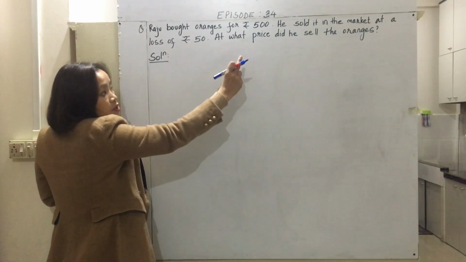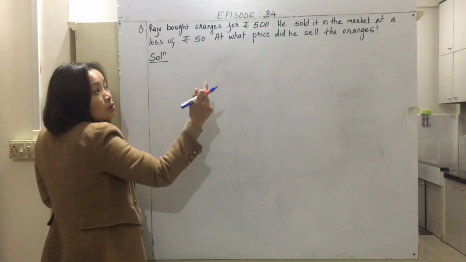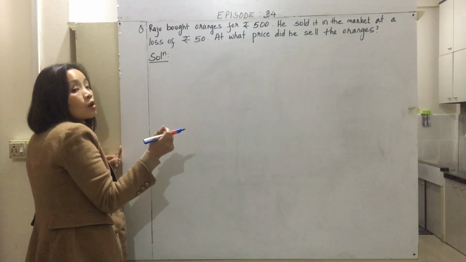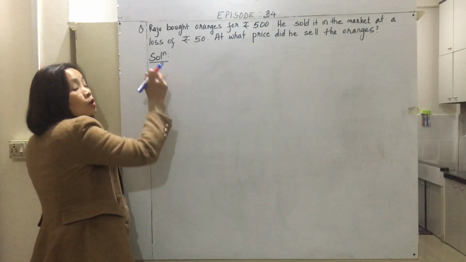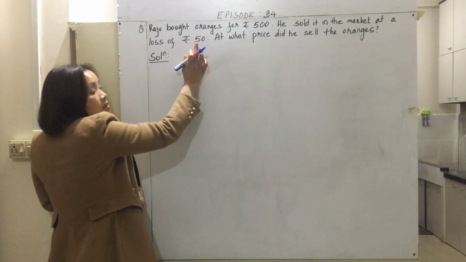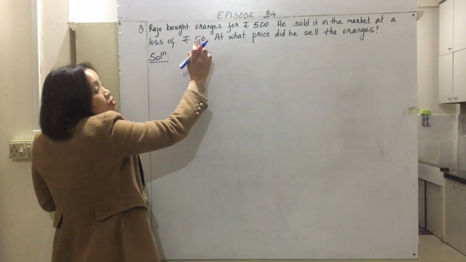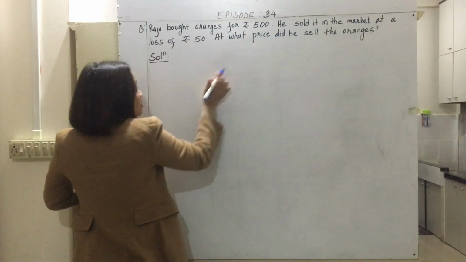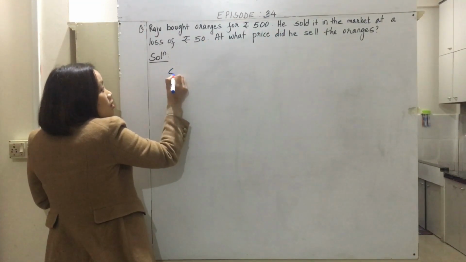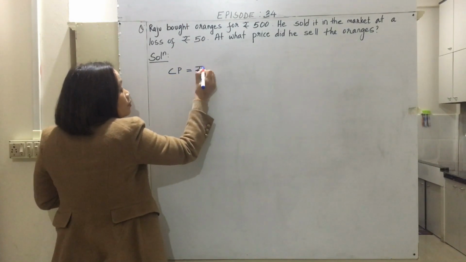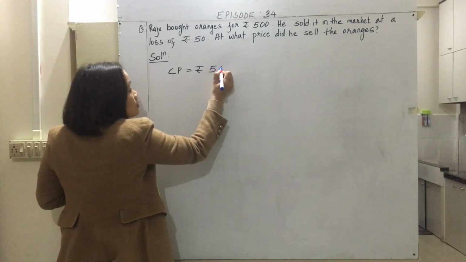Let's read the question again. He sold it in the market at a loss of rupees 50. At a loss of rupees 50. That means this is not the selling price, this is the loss, right? So he bought oranges for rupees 500. That means 500 is the cost price. This is the price at which an item is bought.